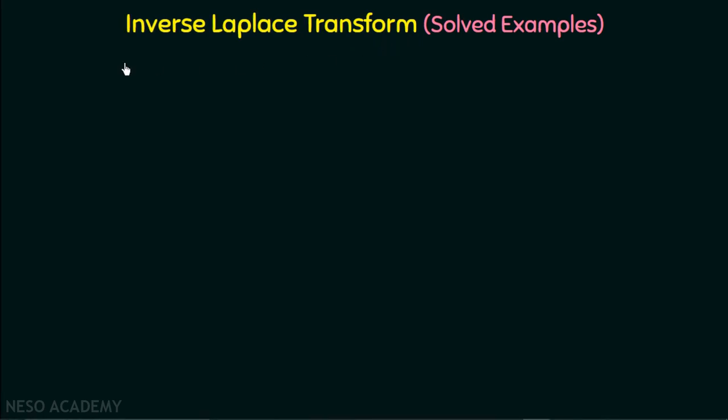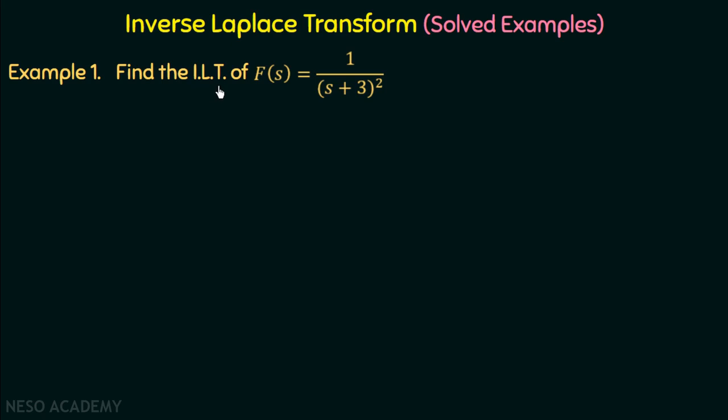The example number 1 is: find the inverse Laplace transform of F(s) = 1/(s+3)². In this case, we are given a frequency domain function and we need to find the respective time domain function by the use of inverse Laplace transform. If we observe this function, it looks like a frequency shifted version of 1/s². If I assume one function as 1/s², then we can say this is a frequency shifted version of the function 1/s².